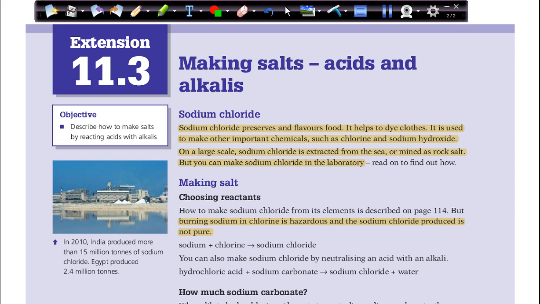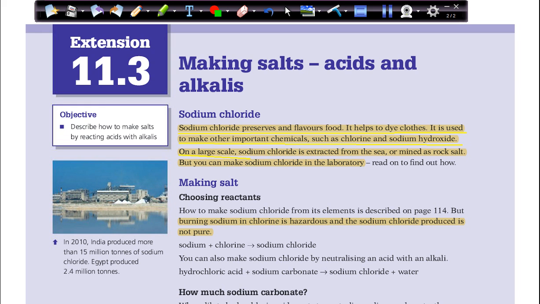Sodium chloride preserves and flavors food. It helps to dye clothes. It's used to make other important chemicals such as chlorine and sodium hydroxide. So can you remember what sodium hydroxide is? Is it an alkali or an acid? Of course it's an alkali that we use in the lab, and we use it to clean sewers. This is sodium hydroxide.